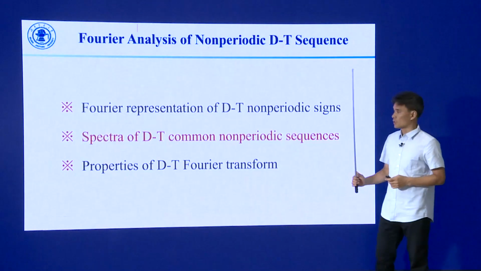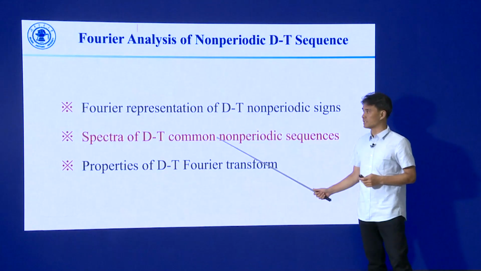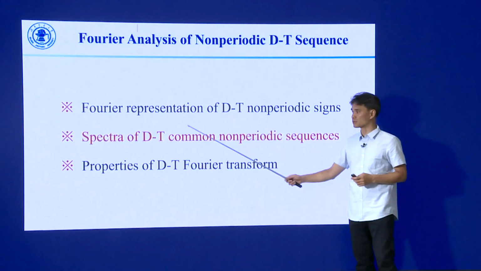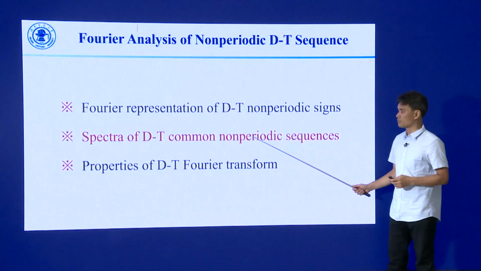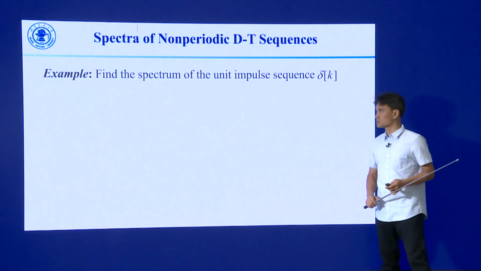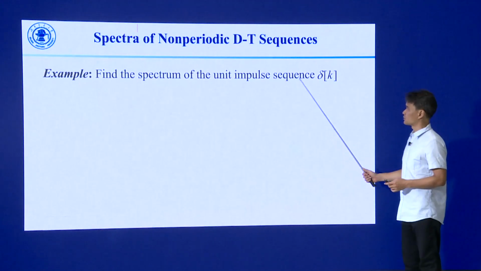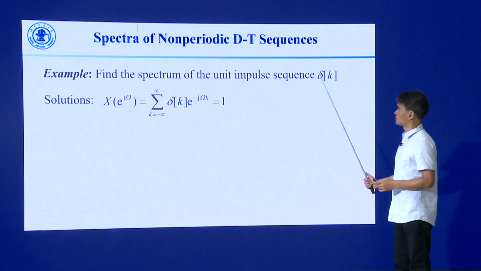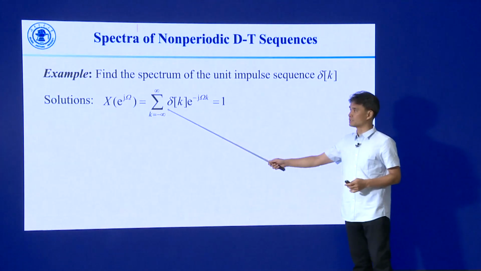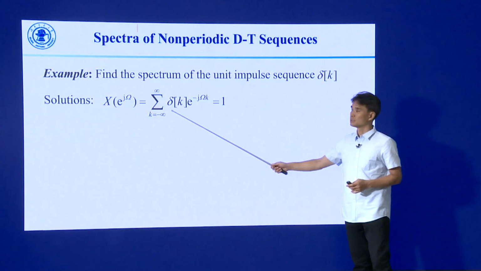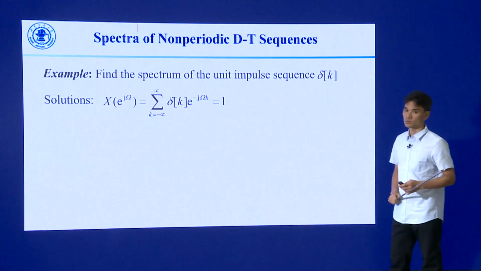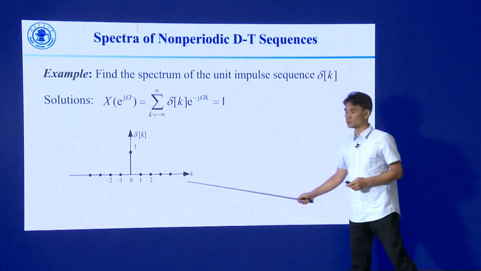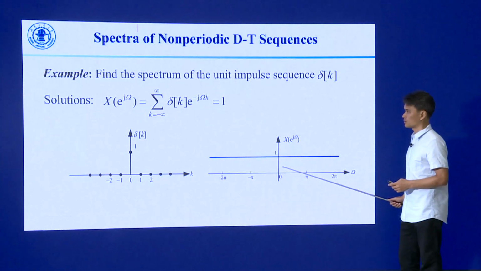Next, we're going to show how to use the definition of the discrete time Fourier transform to help us calculate the spectrum for some common non-periodic sequences. The first one is the impulse sequence delta of k. We can plug that signal into the definition of the discrete time Fourier transform, and the result is a DC component of 1. So the delta function in the time domain corresponds to a DC component in the frequency domain.